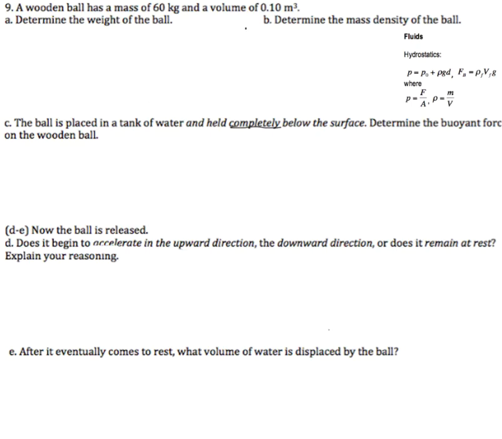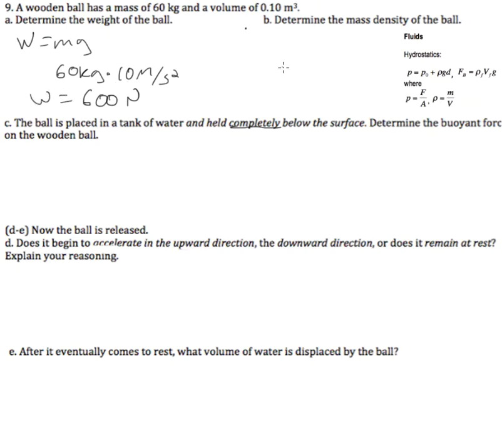A wooden ball has a mass of 60 kilograms and a volume of 0.1 meters cubed. So we have some questions here. First, we're going to determine the weight of the ball. So weight equals mg. Mass is 60 kilograms, and for gravity, we're going to use 10 meters per second squared. And so we're going to get 600 newtons for our weight.